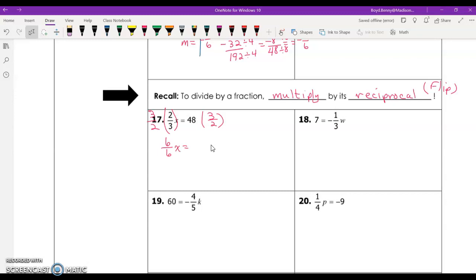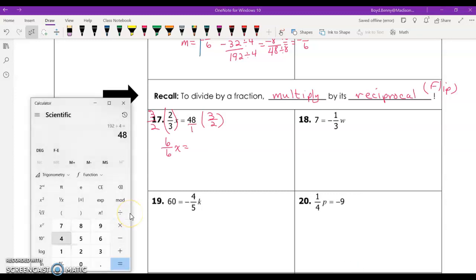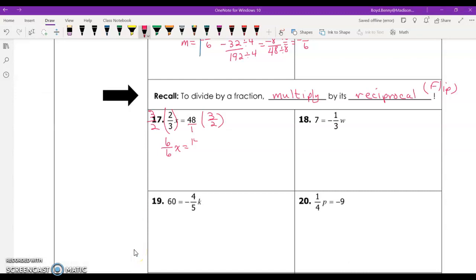To do 48 times 3 over 2, I'm going to put a 1 here. So 48 times 3, I'll grab my calculator. 48 times 3 equals 144. And then 2 times 1 is 2. Now let's simplify. 6 divided by 6, that's 1x. 144 divided by 2 is 72. Again, you can use a calculator if you need to. So x equals 72. Okay?